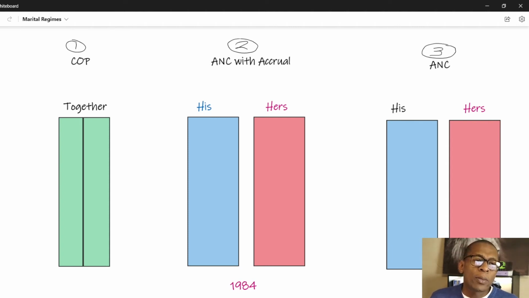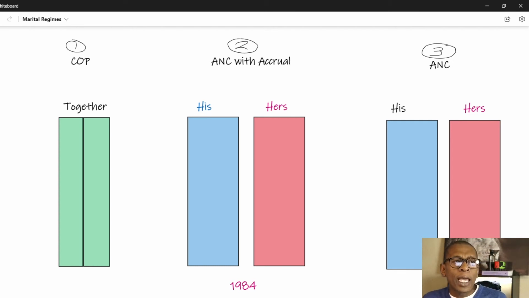And then in 1984, to remedy some of the injustices of the past, we came up with a system where we now said, sure, it's out of community of property, but he and she must at least share whatever the assets are and losses that happened during the subsistence of the marriage.